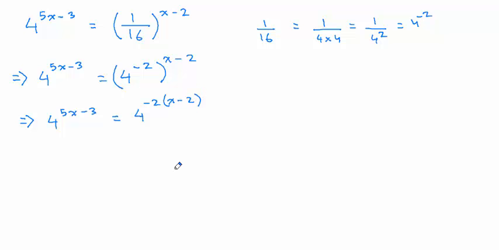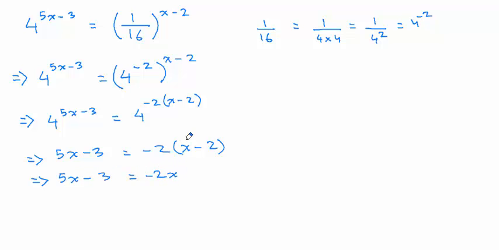There you go. Both sides are on the same base 4. Now we can safely say the exponents are the same. 5x minus 3 is equal to negative 2 times x minus 2. Distribute the negative 2. 5x minus 3 is equal to negative 2x plus 4, negative 2 times negative 2 is a plus 4.